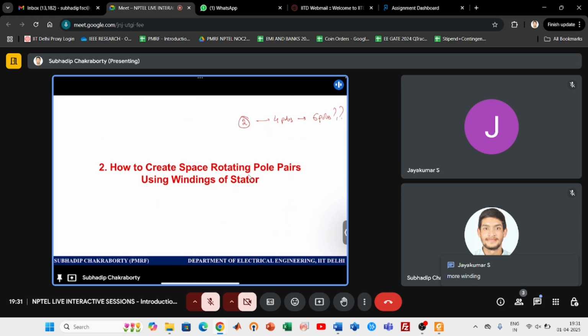Yes, more winding, but how? Can you tell how to connect the windings to create 4 poles or to create 6 poles? Because virtually you give the voltages of the phases like this and it creates a field, okay, like this. But how to create this? I want to create this. How to create it?